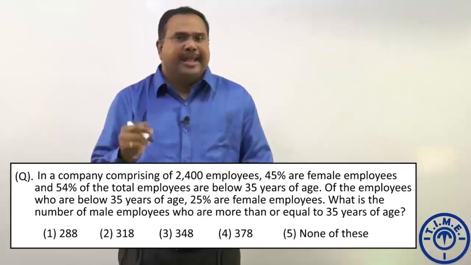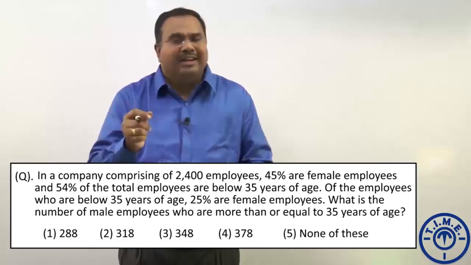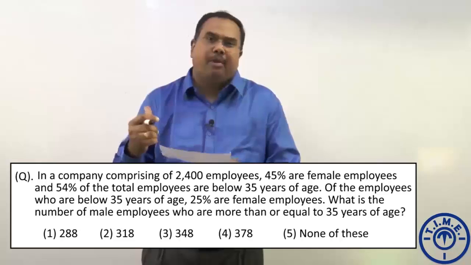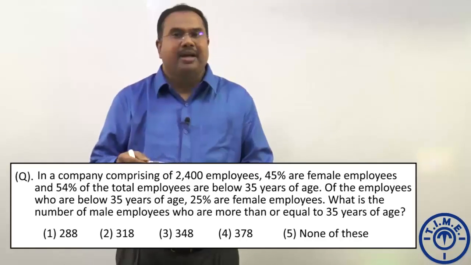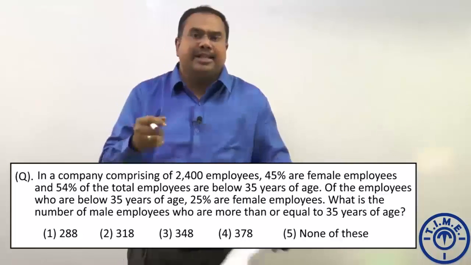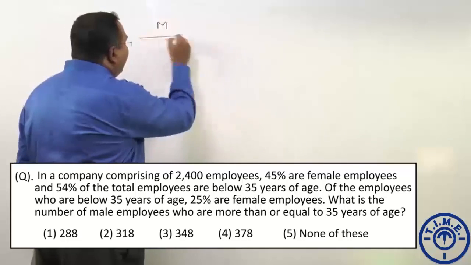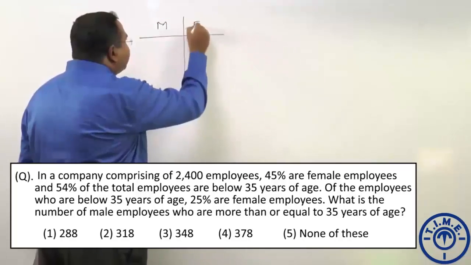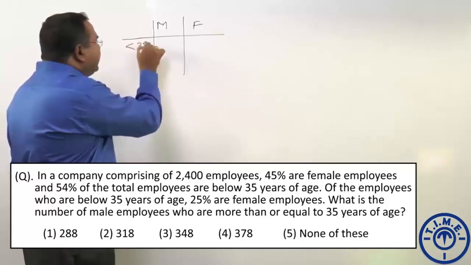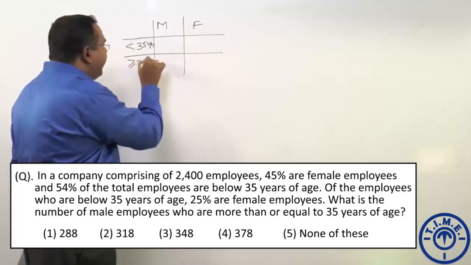Now, the same question we can represent in the form of a table, then it will be very easy for us to understand. Instead of writing down the data point by point or step by step, it is better to represent it in a tabular form. So, what are we having in the table? We are having male employees and female employees. Then again there are two categories: less than 35 years, and greater than or equal to 35 years.